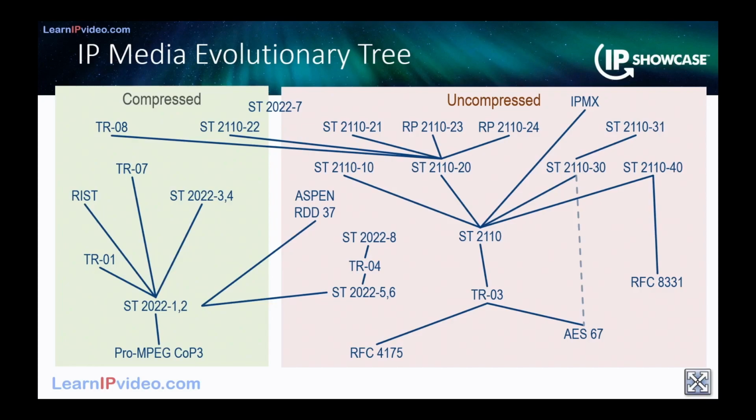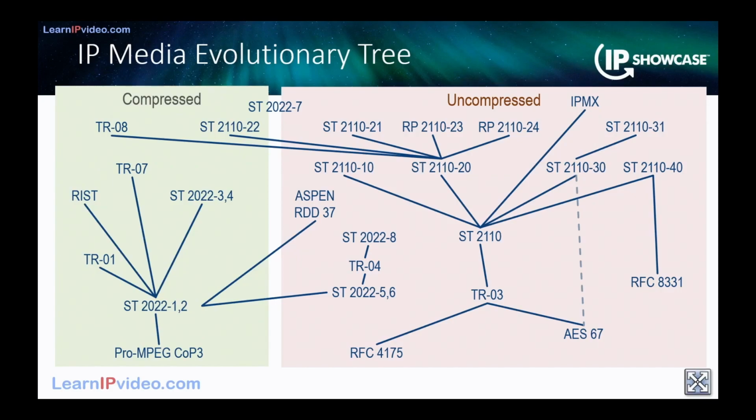So I'm not going to go through this whole evolution of IP media. We've been doing this for almost 30 years now, starting out with Pro-MPEG COP3 back in the 90s. But you can see that all these signals have built upon each other. The technology has moved forward. You see some on the left that are compressed, many on the right that are uncompressed. You can see that sometimes we move from one side to the other. If you'll notice at the top, ST2022-7, that isn't even really specifically tied to any form of media. That is a way to provide redundancy.